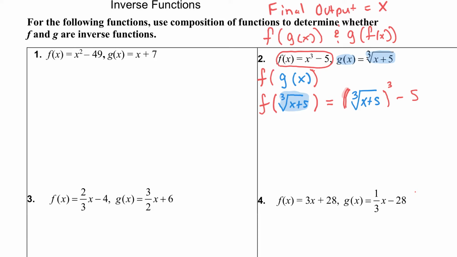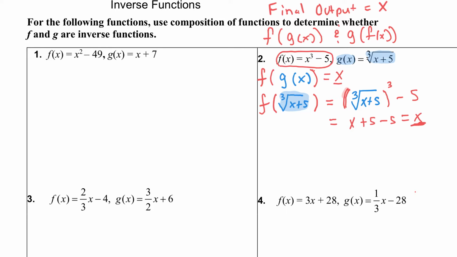Something interesting happens here. When you cube a cube root, they essentially cancel each other. So the cube root and the 3 cancel each other, and you're left with x plus 5 minus 5. And look at that, doesn't it become easier? Now what is 5 minus 5? That's 0, so we're left with x. So we know that f composition of g of x is going to be x. I'm going to give you a minute to look at that.